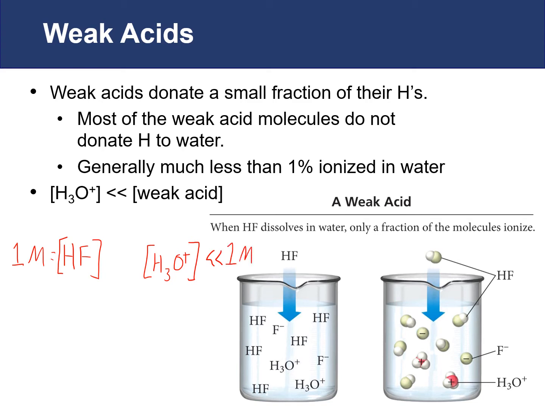If we take a look at what that looks like in a more conceptual form, we have our HF as our acid. We put it into water. You can see that the vast majority of it stays in that HF form. Most of this is HF. Only a couple of the hydrofluoric acid molecules will give up their acidic proton to form the fluoride ions. The vast majority of it stays in the HF form.